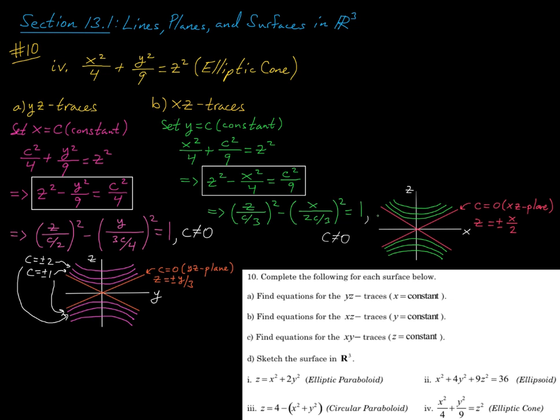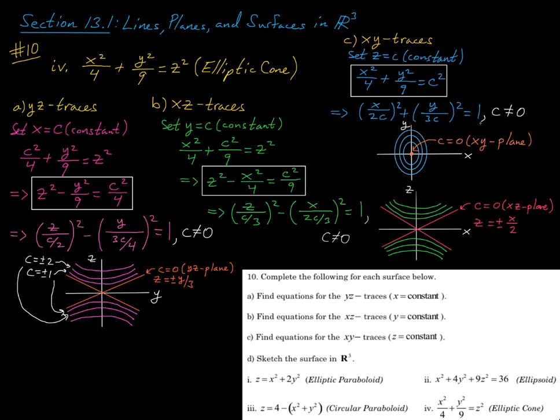Okay, great. So we have this pair of lines through the origin for the intersection of our surface with the yz plane, and then hyperbolas for planes parallel to the yz plane. And then when we intersect our surface with the xz plane, again, a pair of lines. And then for planes parallel to the xz plane, we get hyperbolas.